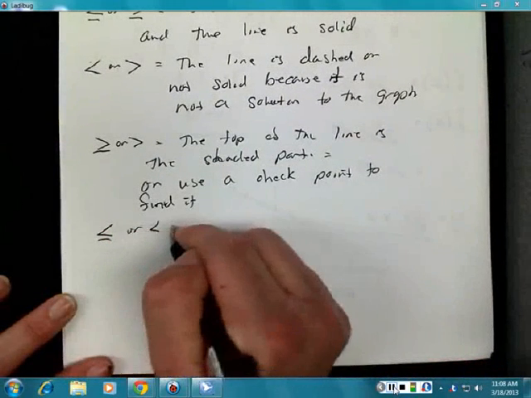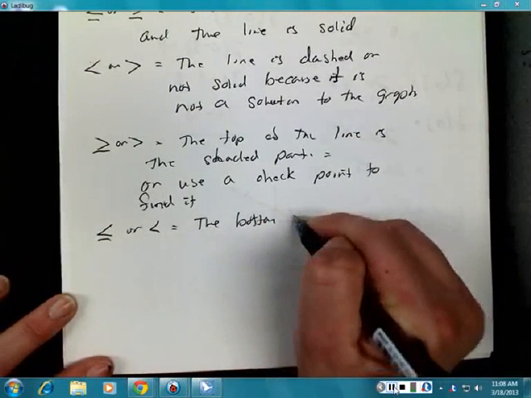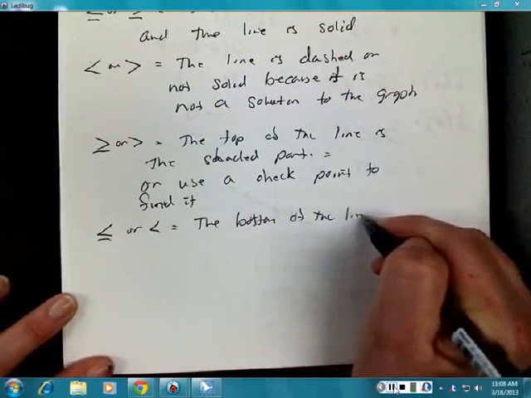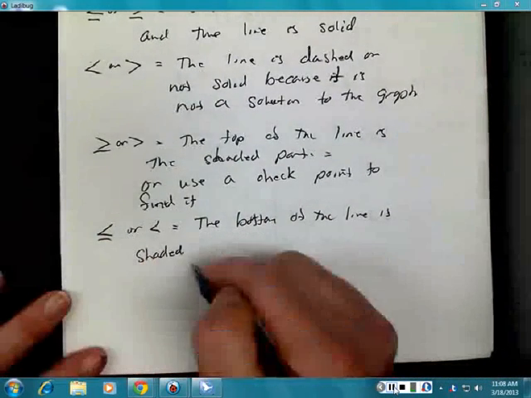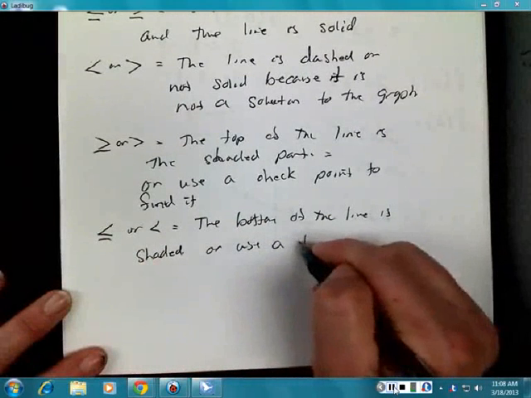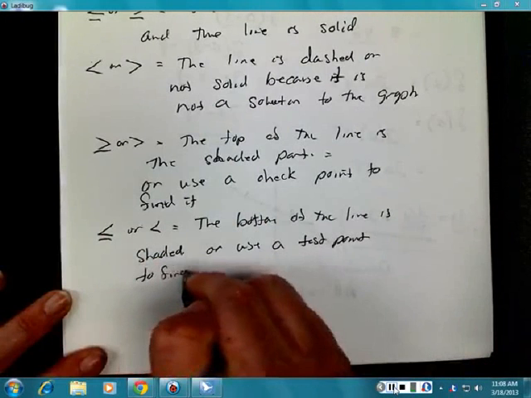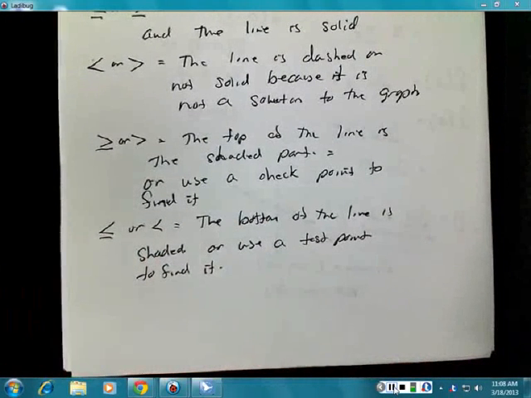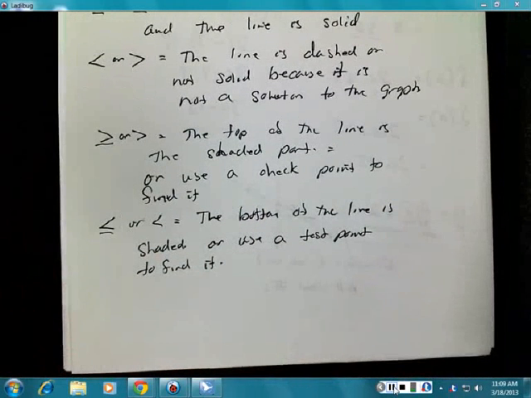If it is less than or equal to or less than, the bottom of the line is shaded. Or use a test point to find it. So if you can't remember which one's which, you can always use a test point, and we'll talk about what I mean by a test point as we work through this one.